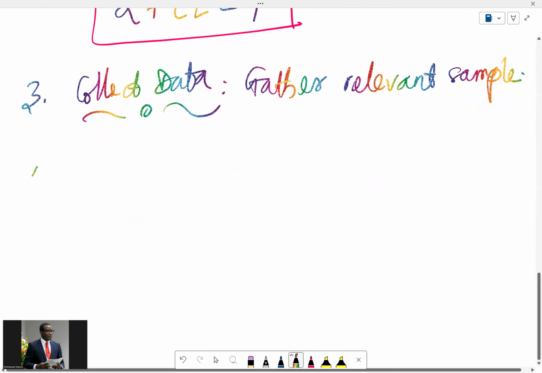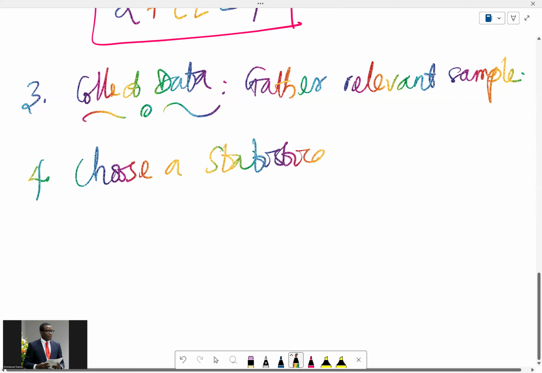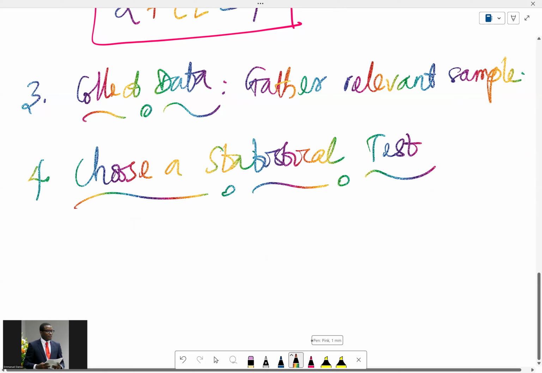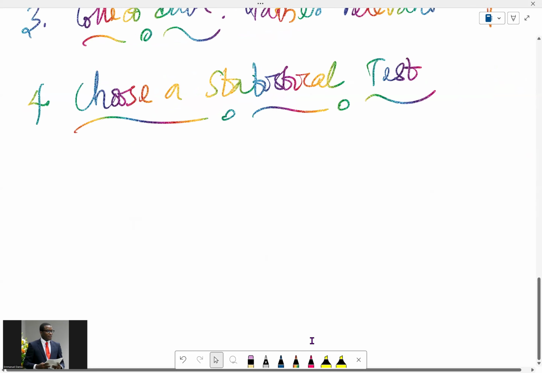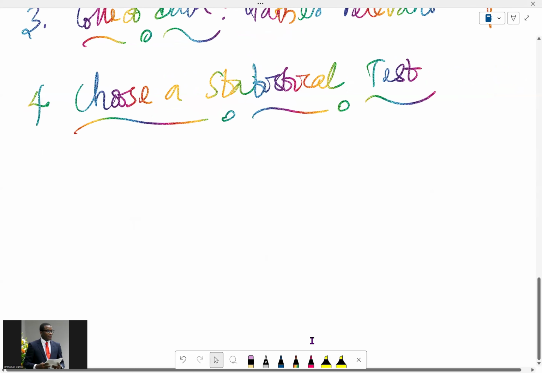So the next point, step 4, is to choose a statistical test. Now, this is a big issue because you need to understand your data and then understand the kind of test you need to choose. This is going to take a bit of time because it's really important. In fact, I want to change colors at this point. To choose a statistical test, there are two broad types of tests.